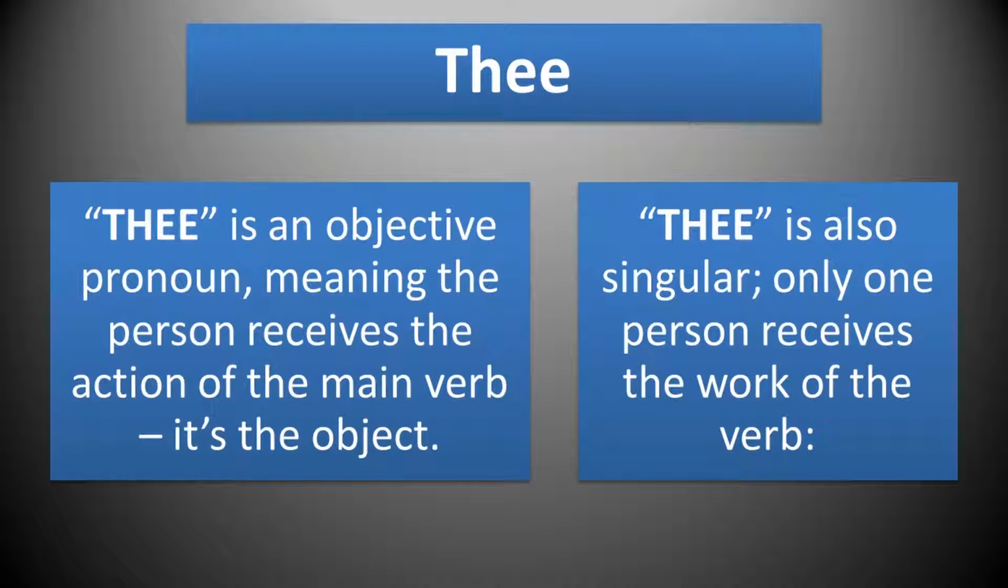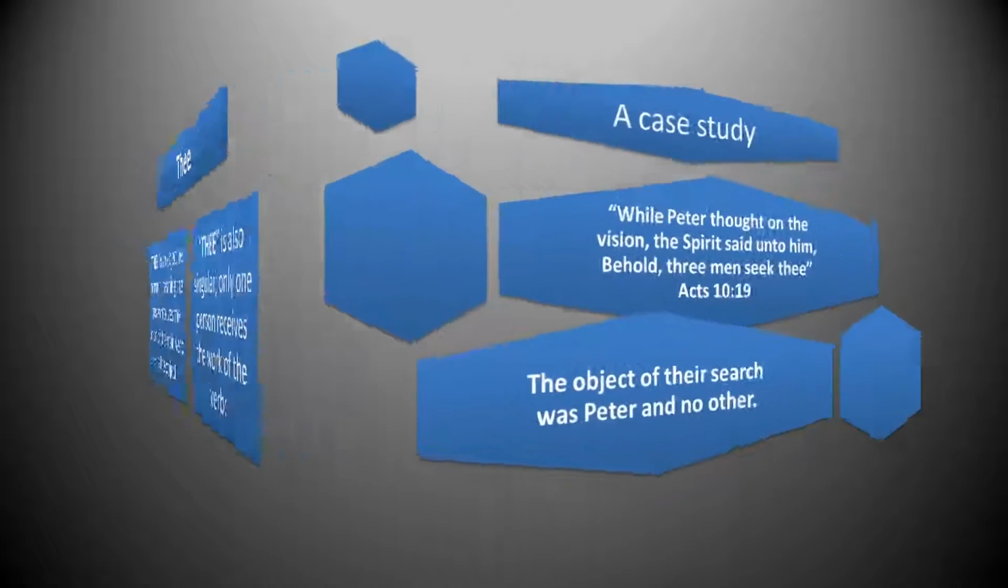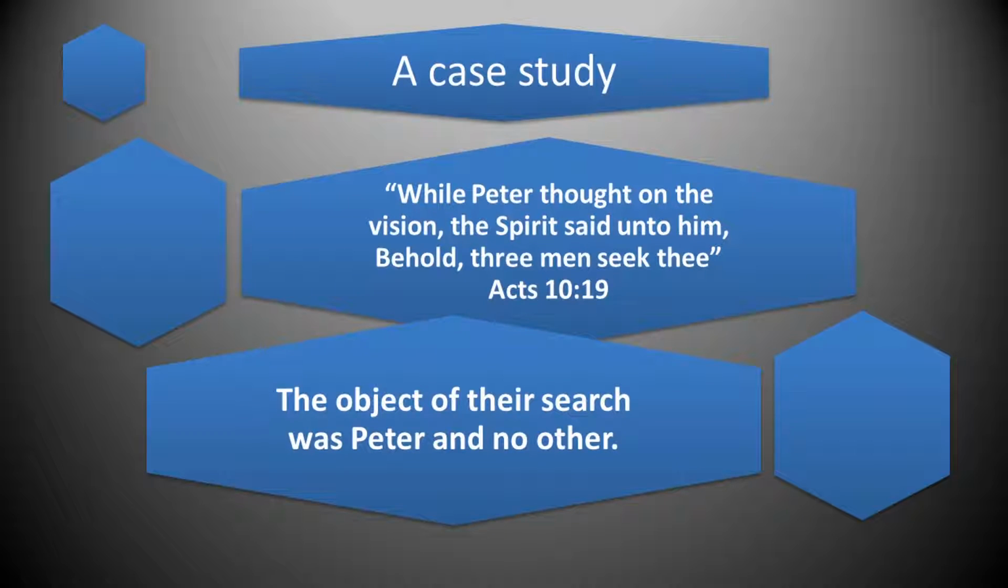Thee is an objective pronoun, meaning the person receives the action of the main verb. It's the object. Thee is also singular. Only one person receives the work of the verb. A case study taken from Acts chapter 10, verse 19. While Peter thought on the vision, the Spirit said unto him, Behold, three men seek thee. The object of their search was Peter and none other.